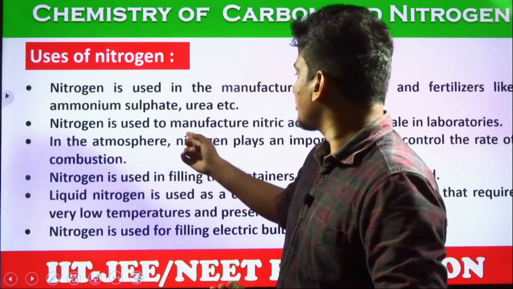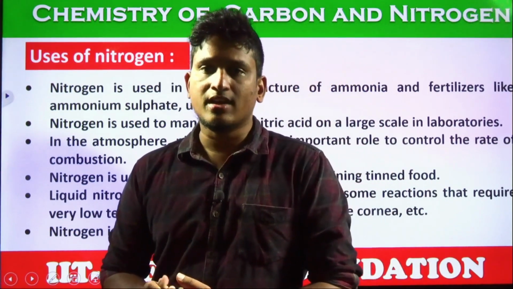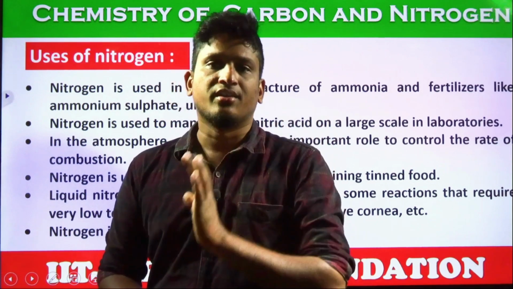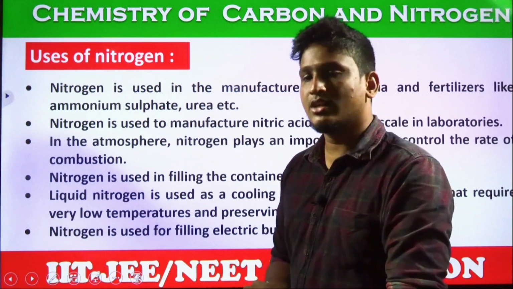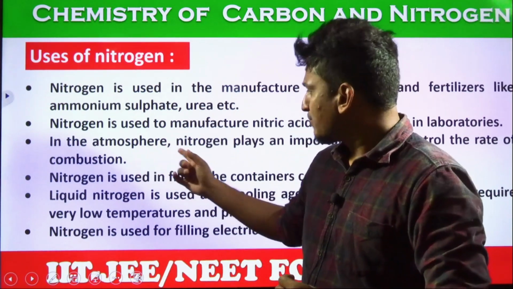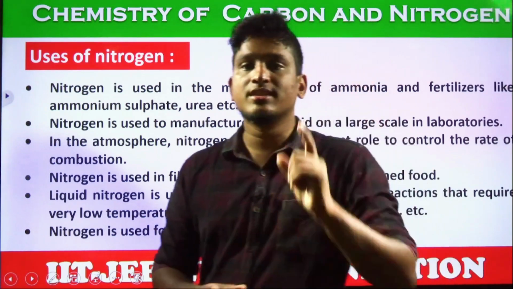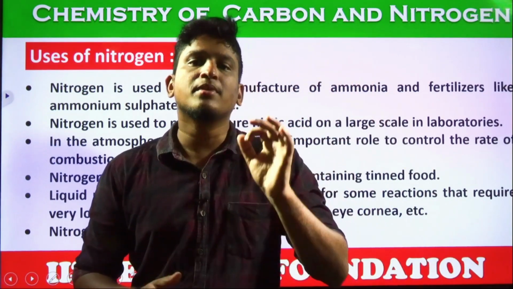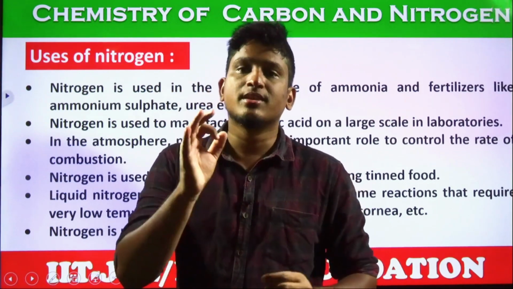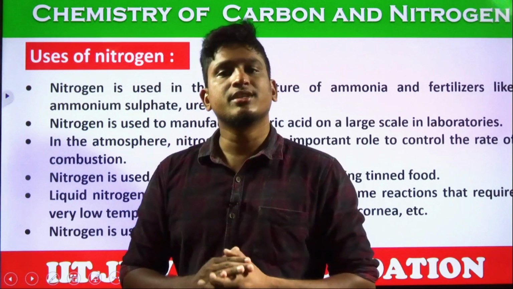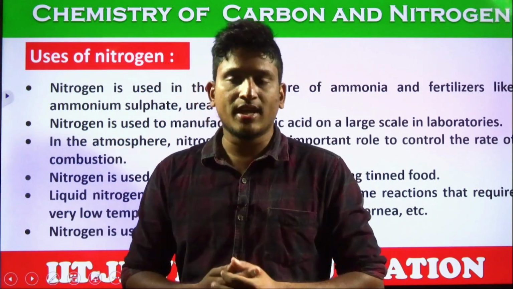So nitrogen is used to manufacture nitric acid also on a large scale in laboratories. Nitric acid is also used in many synthesis reactions, students, one of the key acids. So for the preparation of nitric acid, HNO3, nitrogen is used. In the atmosphere, nitrogen plays an important role to control the rate of combustion. This is also one of the key points. So do combustion reactions take place in the presence of N2 or in the presence of O2? In the presence of O2, students. How much is the percentage of O2 in the air? 21%. How much percentage is N2 gas?